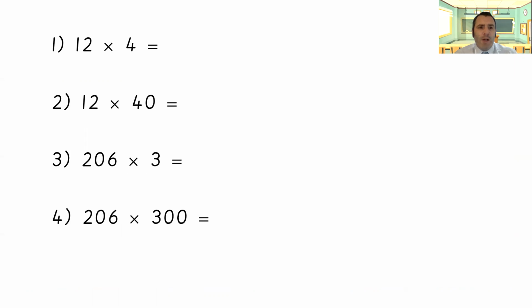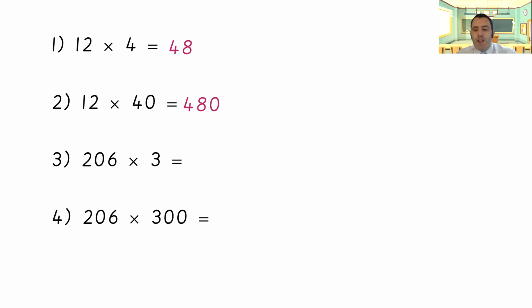Okay, ready for some answers? So the first one, 12 times 4. We know our times tables, that's going to be 48. Now, question 2, don't really need to work that one out. We already know 12 fours are 48. 40 is just 10 times bigger than 4. So our answer is going to be 10 times bigger, 480.